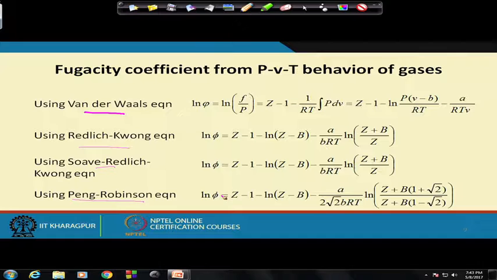coefficient in terms of Z and the two constants A and B, where usually the constant B refers to the correction due to the non-negligible volume of the molecules as compared to the volume of the gas, and A arises due to the interaction between the different molecules.